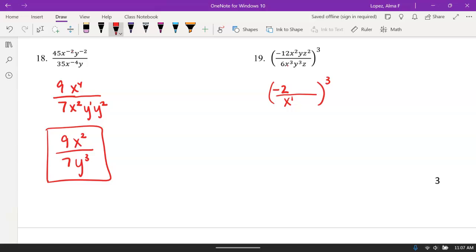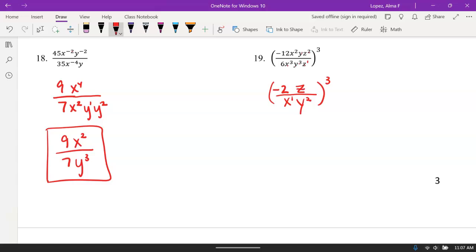Do the same thing with the y's. A y over y to the 3rd, subtract. 3 minus 1 is 2. There were more y's on the bottom, so they're going to stay on the bottom. And then finally, z squared over z. Z to the 2 over z to the 1. I'm going to subtract the exponents and keep it where the larger one was.